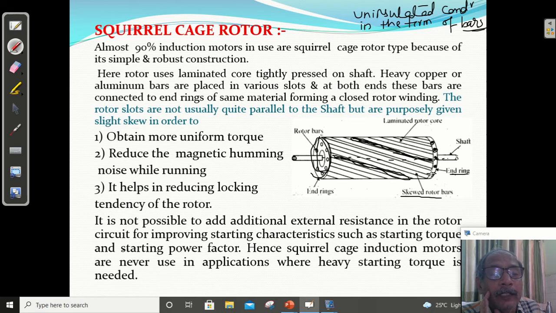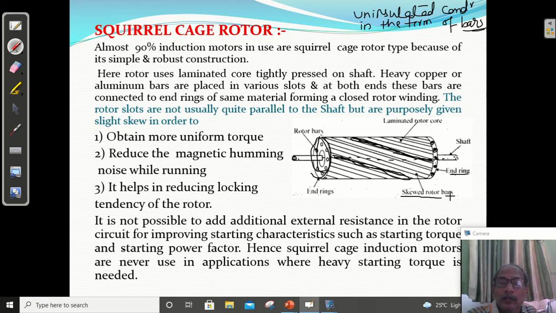These end rings will be riveted or welded by the same material. If the winding is copper, we will rivet with copper. If it is aluminium, we will rivet with aluminium. So this is the shaft. These are the end rings, both ends, and both ends are shorted. The winding will be copper bars or aluminium bars, uninsulated, both ends short circuited, and some angle is provided between the shaft axis and slot axis. This is called skewed rotor bars.